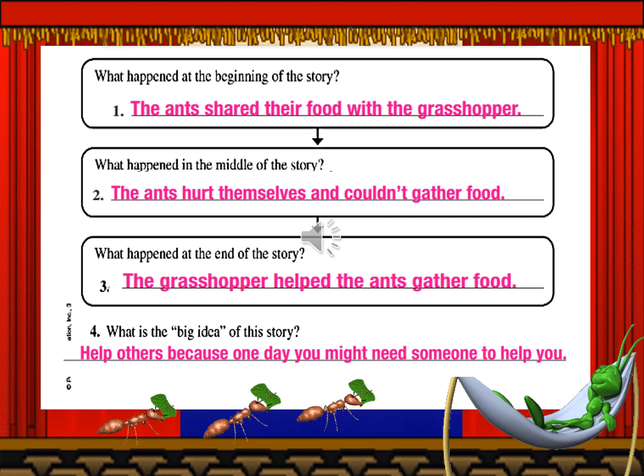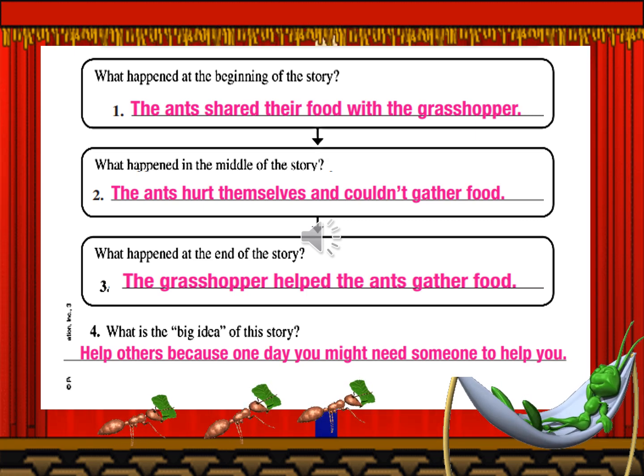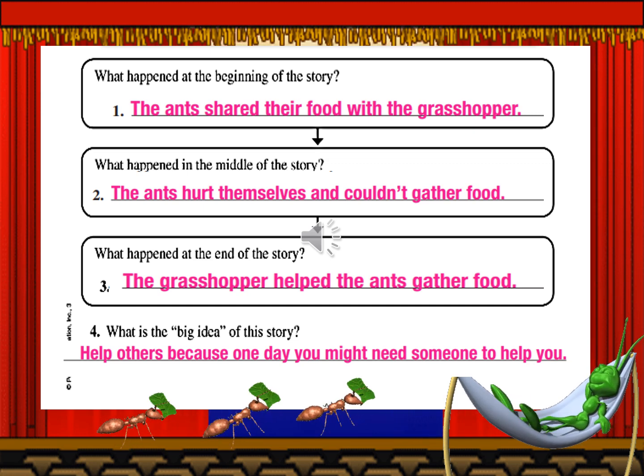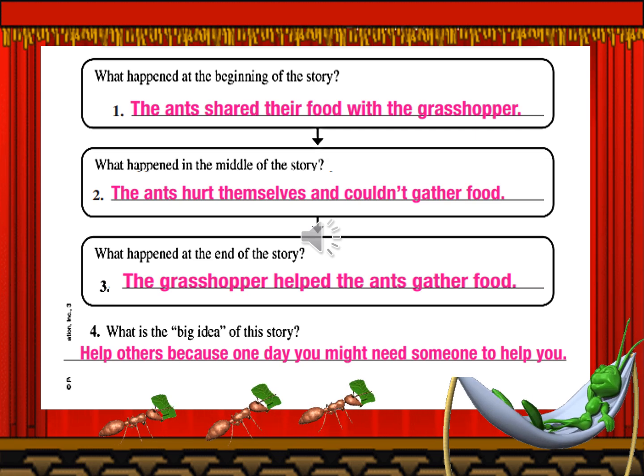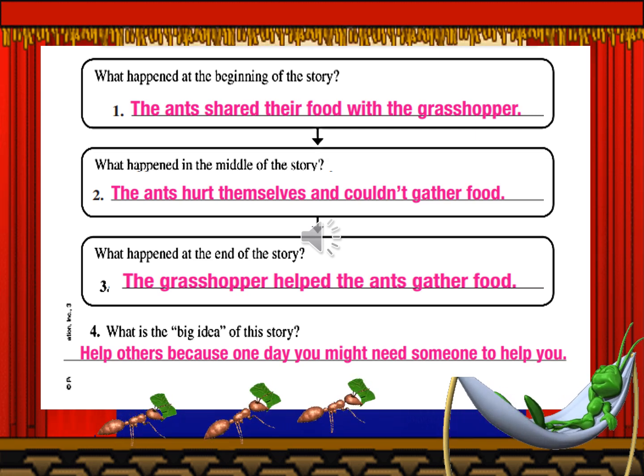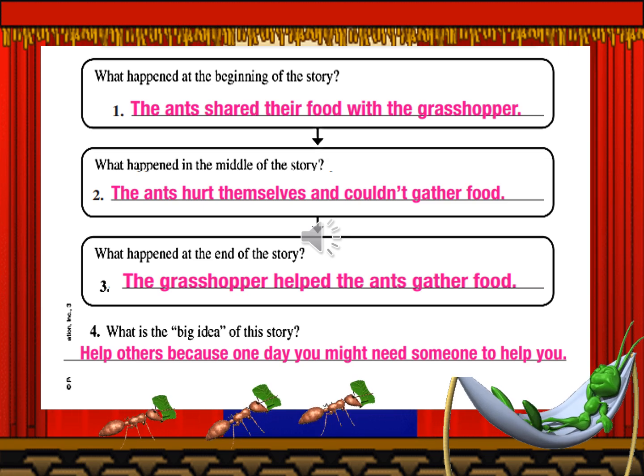What happened at the beginning of the story? You will find it in the first 3 lines. The ants felt sorry for the grasshopper. He'd saved no food and was starving, so they shared what they had. But we want to write the answers by using our own words. We will not copy the same in the answer. So what happened at the beginning of the story? The ants shared their food with the grasshopper.